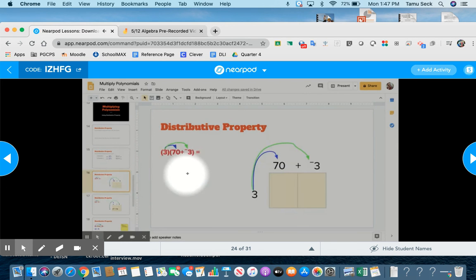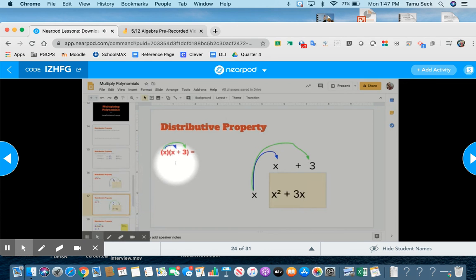Those two ways that we did 3 times 67 is called the distributive property. So basically what we did was we took apart the 67 and made it into two numbers, 70 plus negative 3. And we did 3 times 70 plus 3 times negative 3.